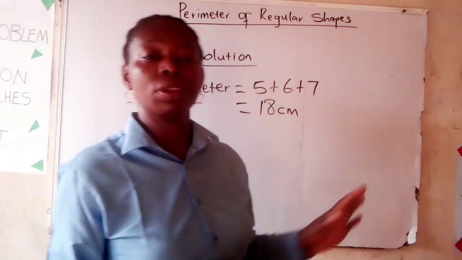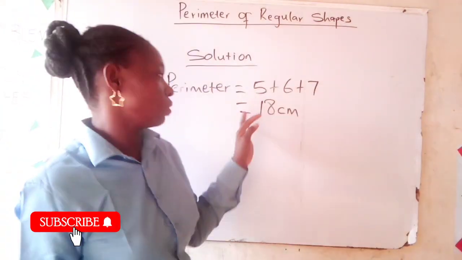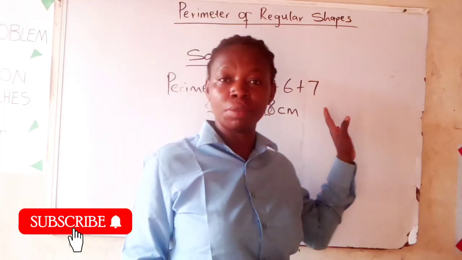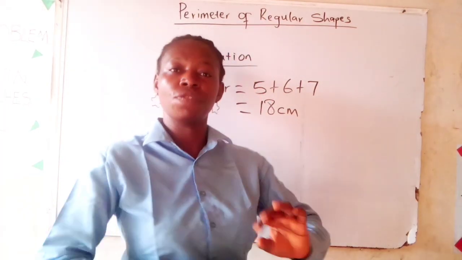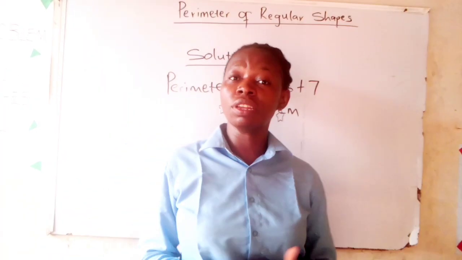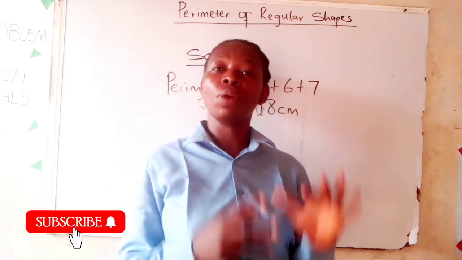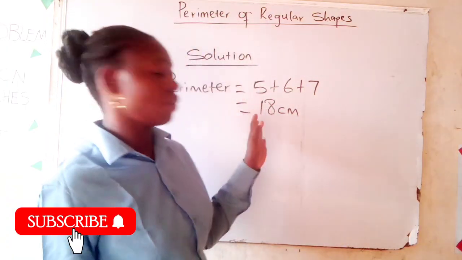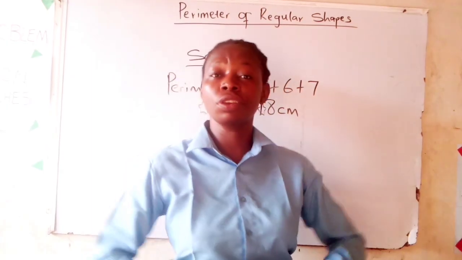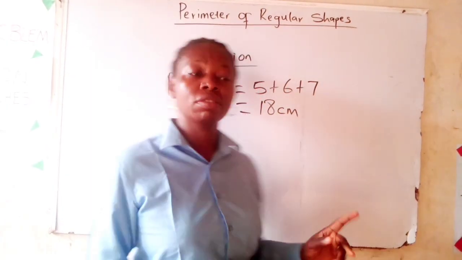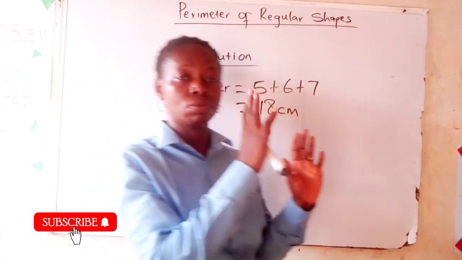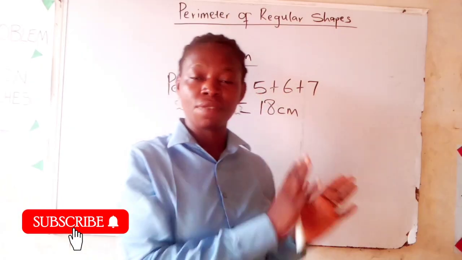Just remember the unit. If you are given the unit of your length in centimeters, when you finish calculating, you leave your answer in centimeters. If the unit is in meters, if you are given 8 meters, 6 meters, when you finish summing it, you leave your answer in meters. So the unit you have given determines the unit your answer will be. That is very, very simple.